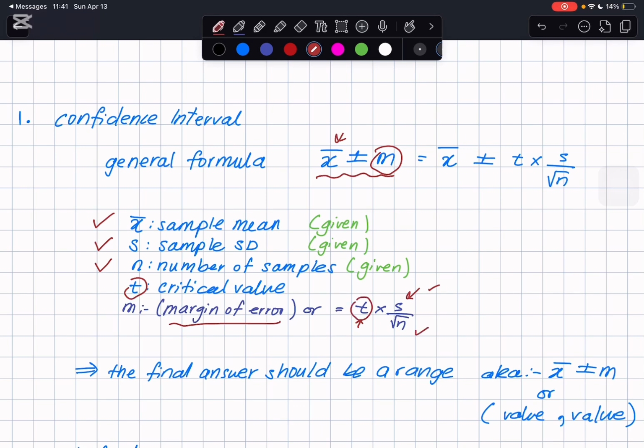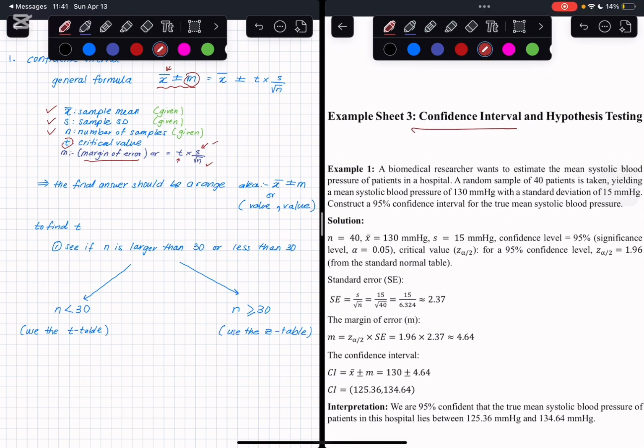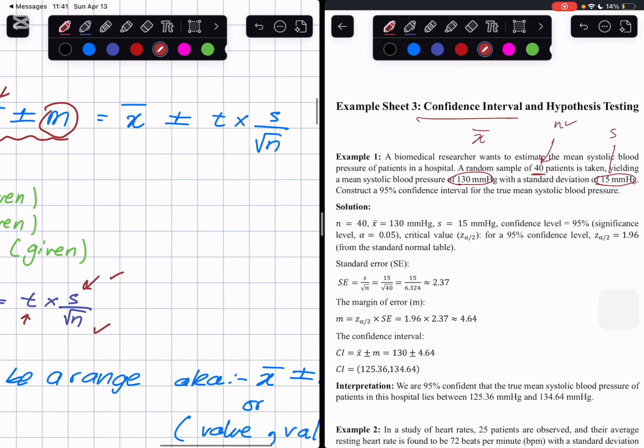What's left is the t. Now how do we calculate the t? Let me show you the question again. For example, in the first one, they told us the number of samples was 40, so we have n. And they told us the mean is this, so we have x bar. And they told us the standard deviation is this, so we have s. So we do have x bar, s and n, but we still need to find the t. In the end, we just need to use this formula, nothing else, and give the value.